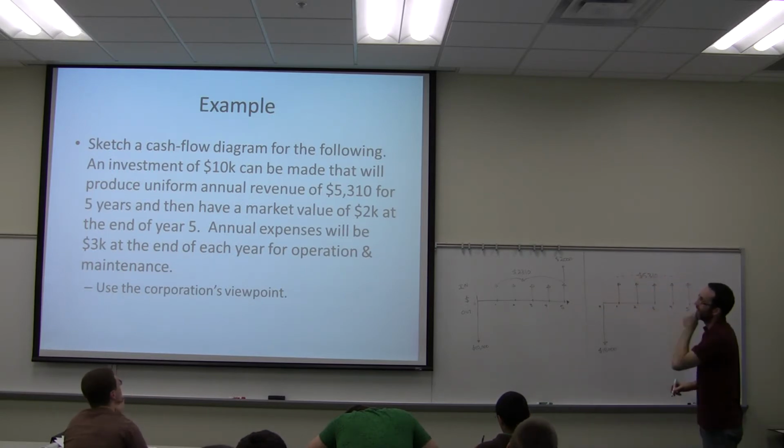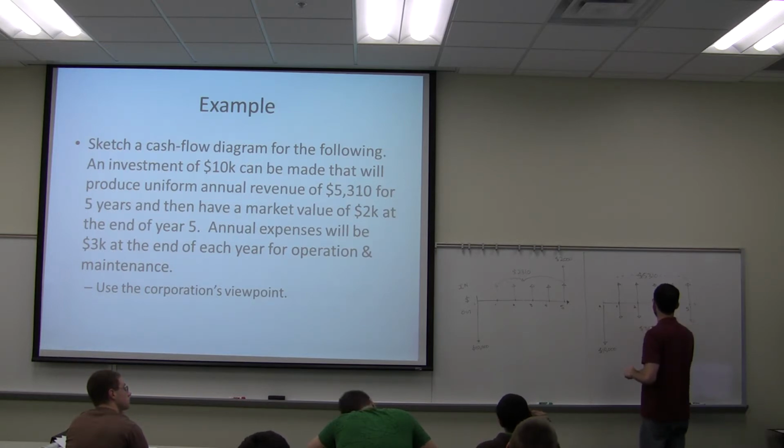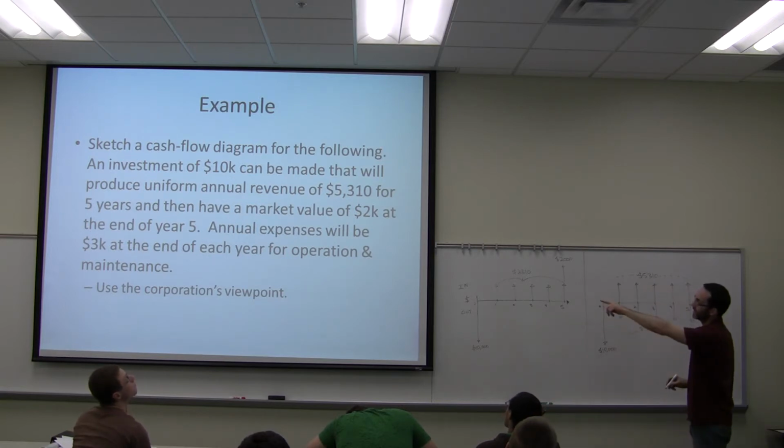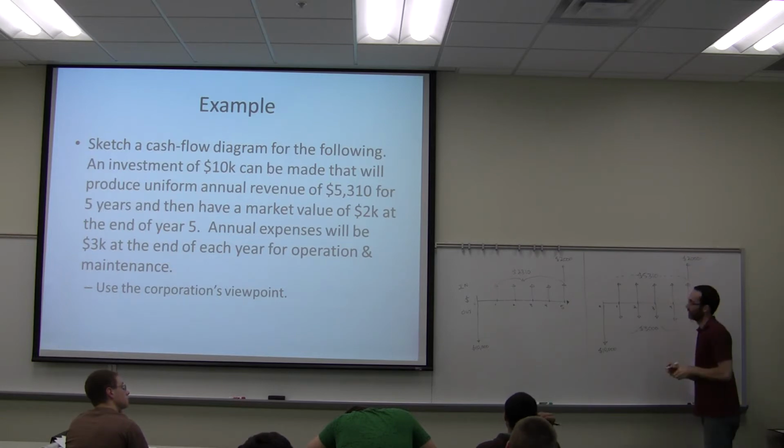There is an expense every year of $3,000. That's down, 3,000. And then the last thing is that there is the market value of 2,000 at the end of year 5. So another 2,000 at the end of year 5.